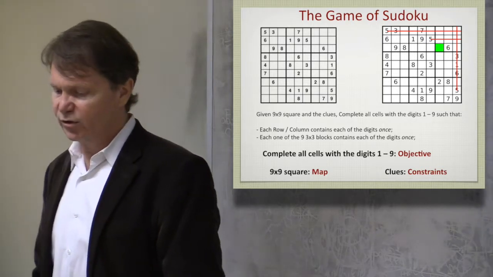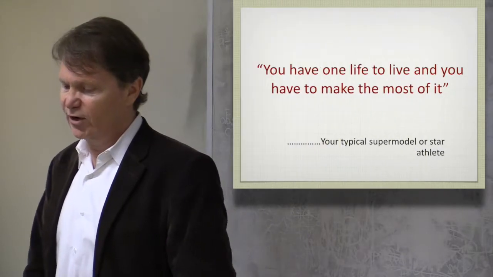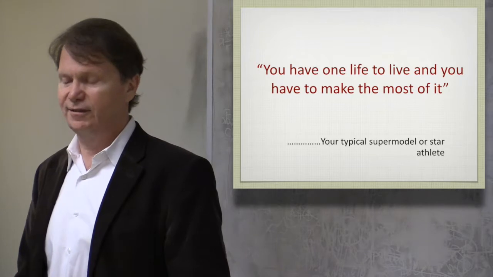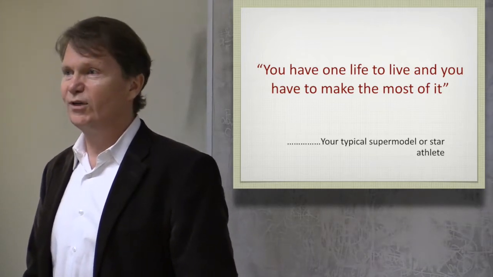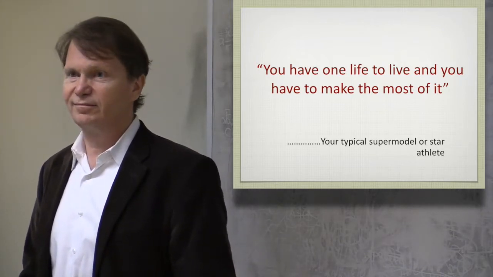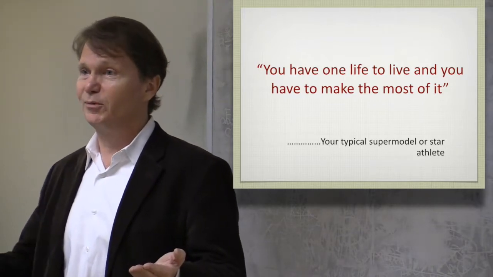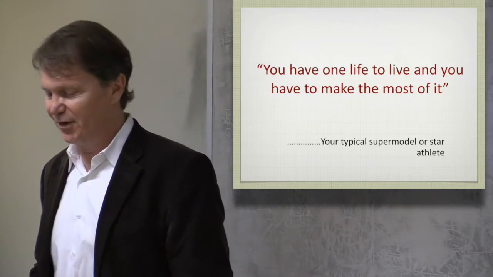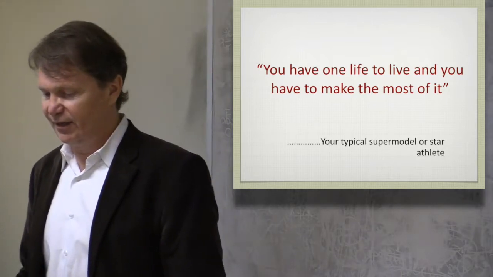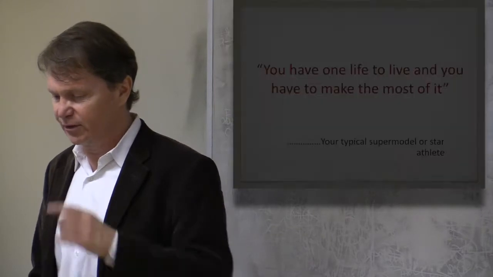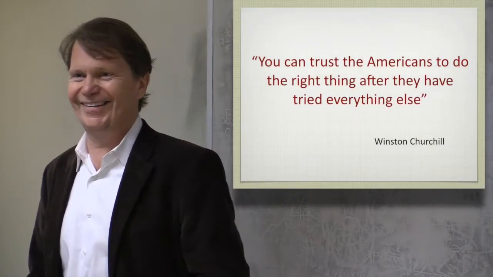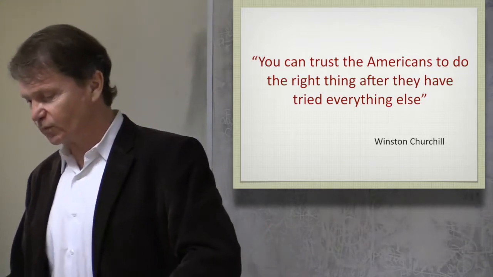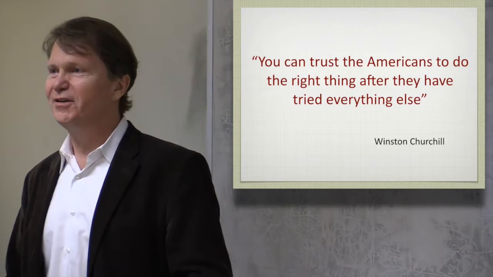So here's another one you might have heard after the Super Bowl. This is what you hear very often on TV from a supermodel or a rock star or a star athlete. You have one life to live, and you have to make the most of it. So the constraint, one life, and the objective, to make the most of it. Not very well stated here, the objective, but nevertheless, an objective. Here is one from Winston Churchill. You can trust the Americans to do the right thing after they tried everything else. So eliminate the bad choices, get the good one in the end. And you can go on and on. You look at this around you every day, you see this.